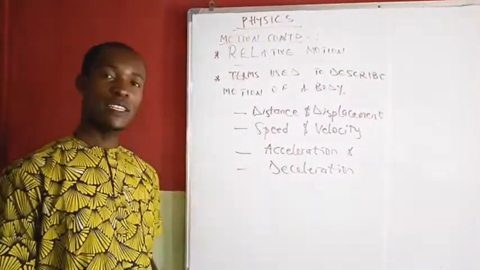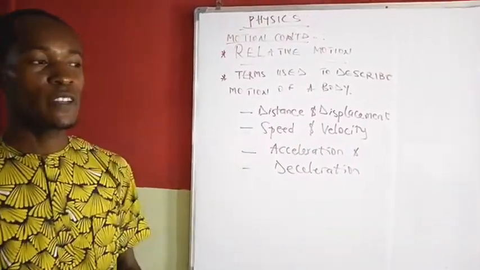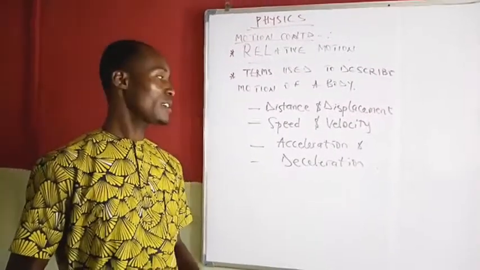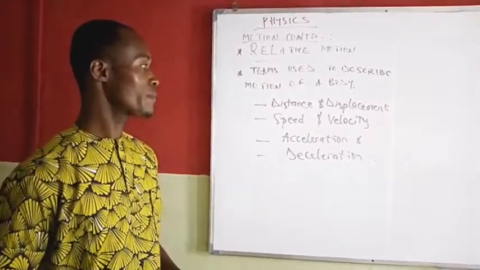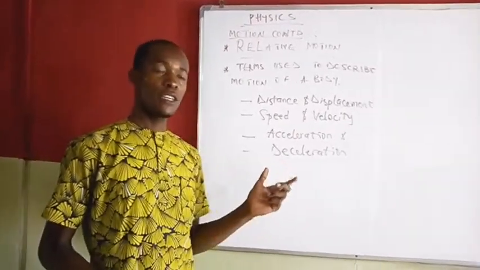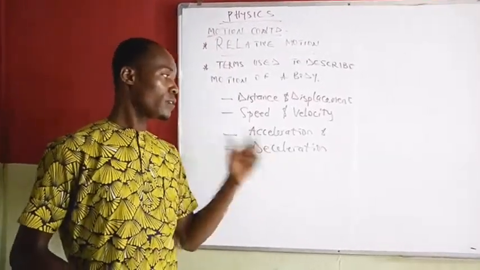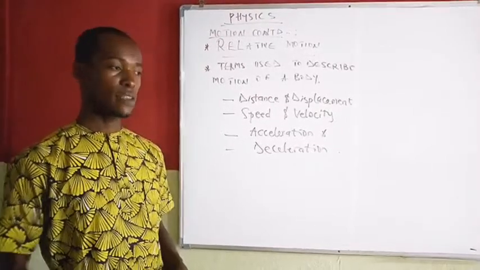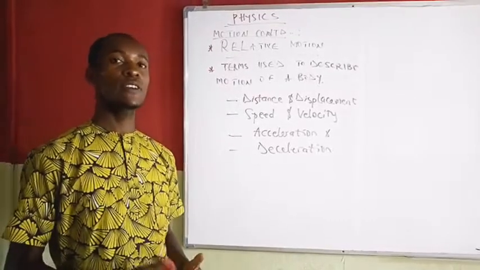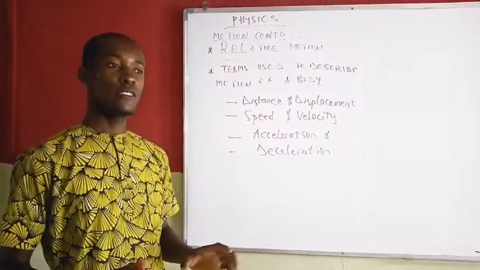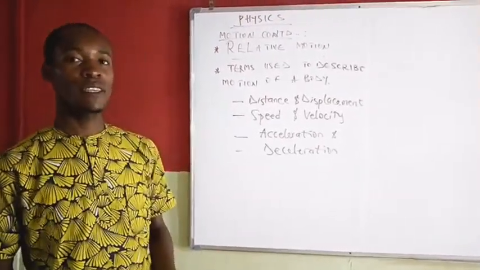Then the next one is acceleration. We say that acceleration is the rate of change of velocity with time. It is measured in meters per second squared. Also, for acceleration, we have constant acceleration. Constant acceleration or uniform acceleration is when a body covers equal velocities in equal time intervals, however small the time interval may be.